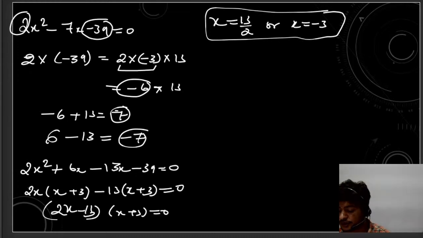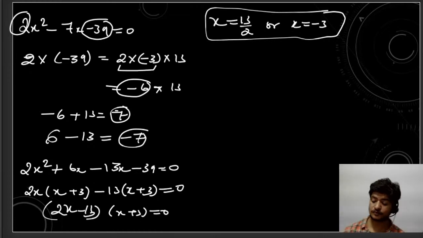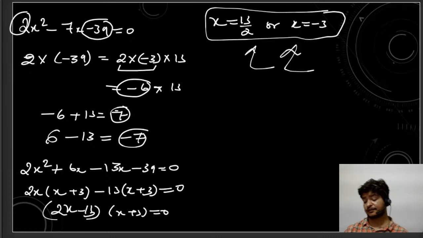x is equal to 13 by 2 and x is equal to minus 13, that you will get. अब इससे क्या फ़ायदा हुआ? इससे हमारे पास दो वैल्यू x की निकल के आई. And we can say that these two values are the roots of the quadratic equation. These two values are called roots of the quadratic equation.